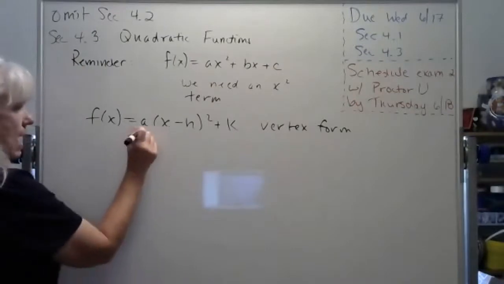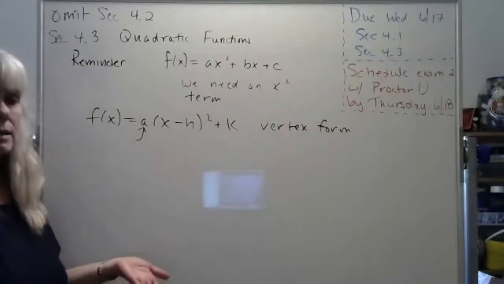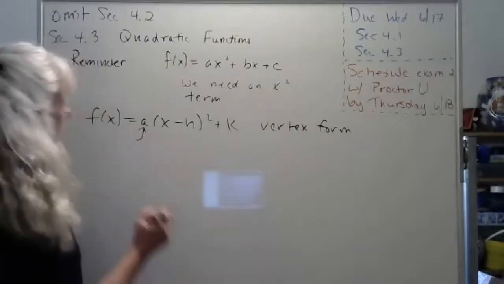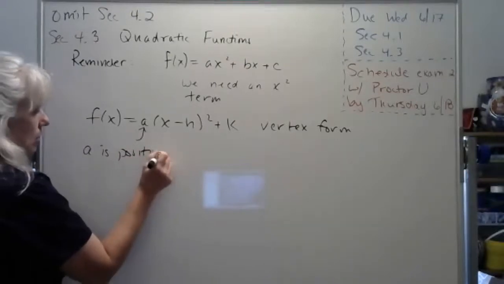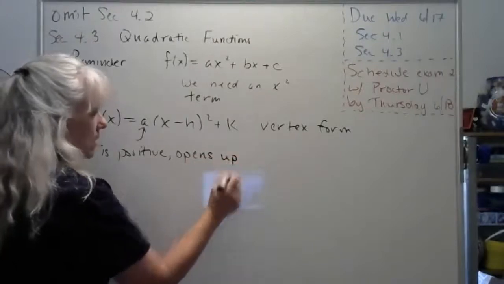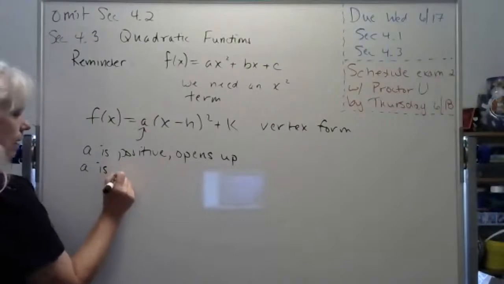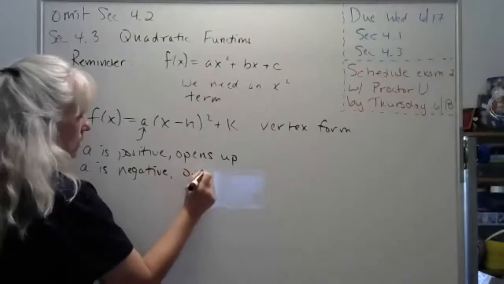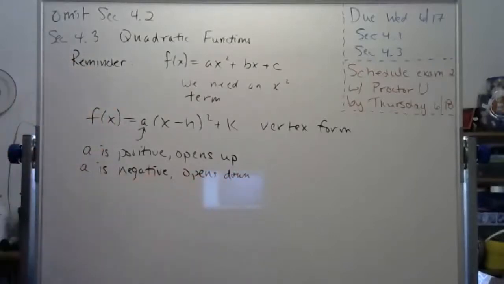We know that the a out in front tells us some important information. First of all, if it's positive, we know this thing is going to open up. If it's negative, we know it's going to open down because it's been reflected. So if a is positive, it opens up, and it, meaning the U shape, because we know these are parabolas. If a is negative, it's going to open down, because that would be a reflection across the x-axis.